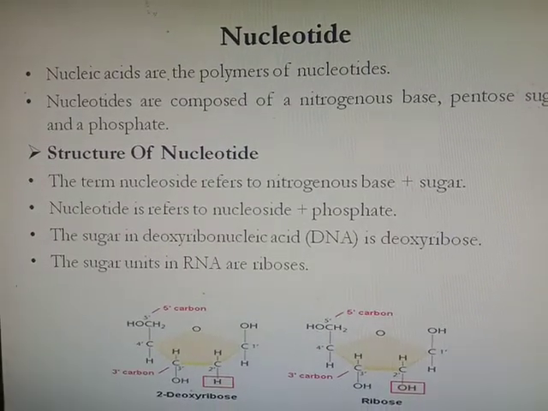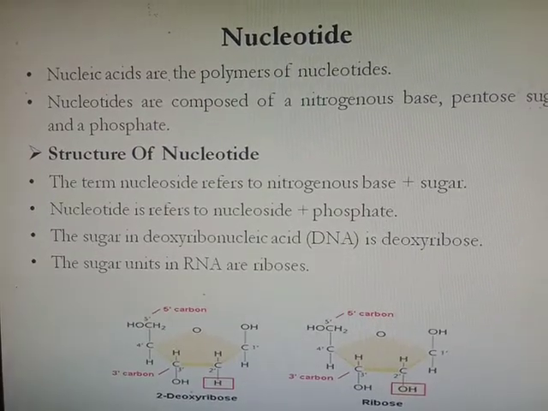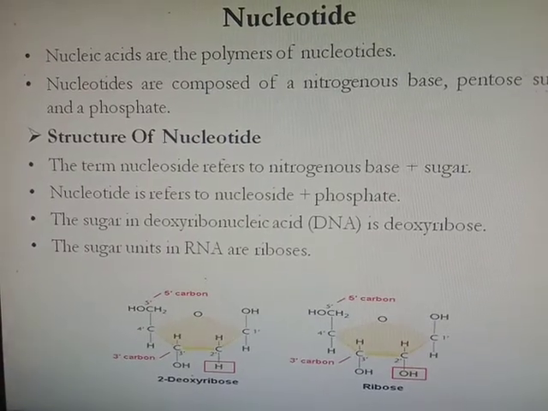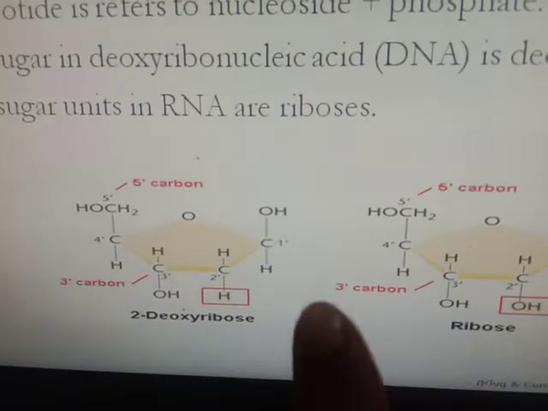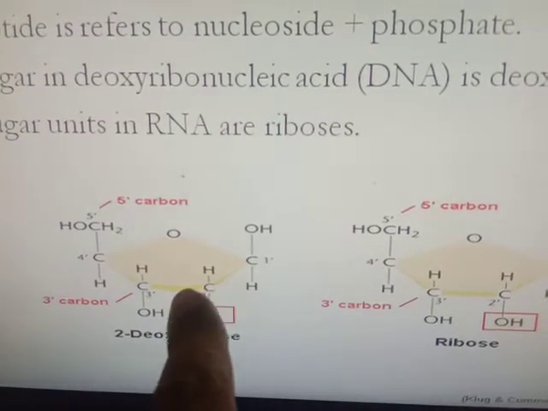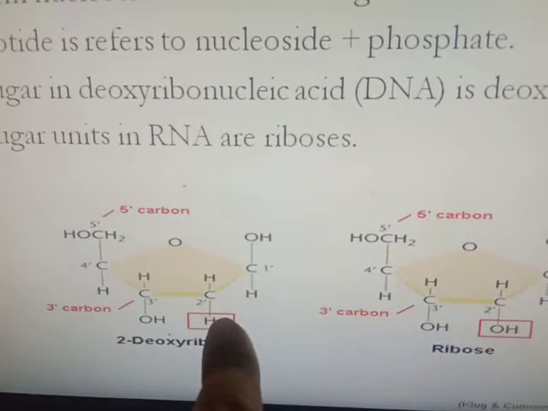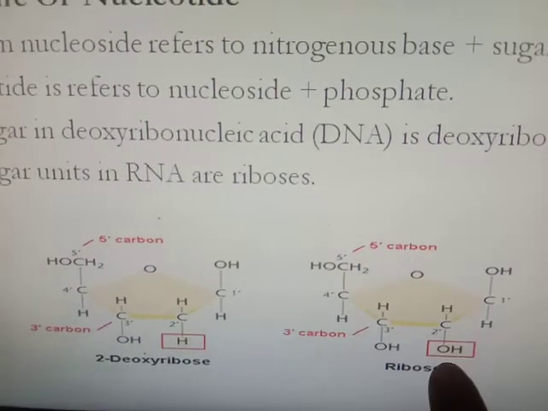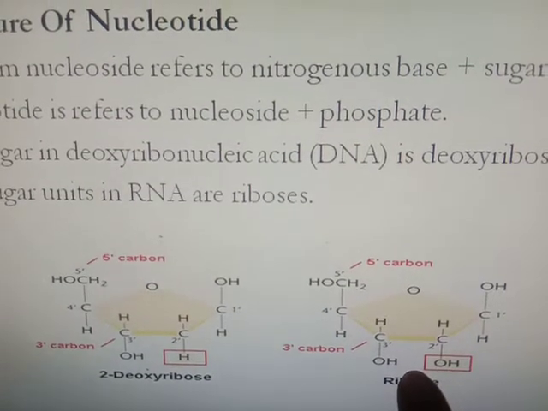The sugar in deoxyribonucleotide, or in DNA, is deoxyribose, whereas the sugar in RNA is ribose. So we will see the difference between deoxyribose sugar and ribose sugar. This sugar contains 5 carbons: 1, 2, 3, 4 and 5. Out of that, at the second carbon, one oxygen is missing in deoxyribose, whereas in ribose, oxygen is present. That's why it is called deoxyribose, whereas in RNA it is called ribose.